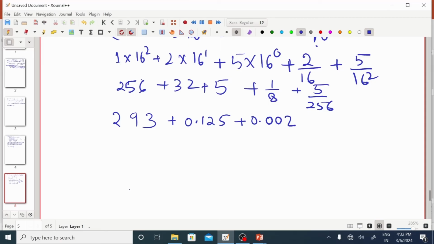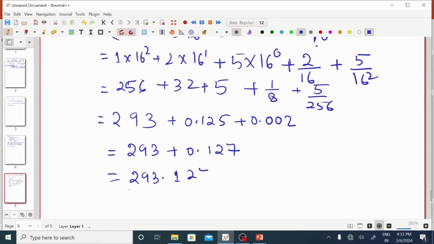So the number is equivalent to 293 plus 0.127, that is equal to 293.127. This number is in base 10.